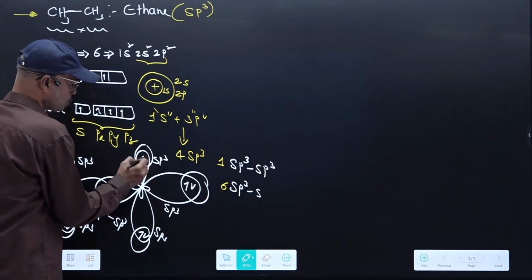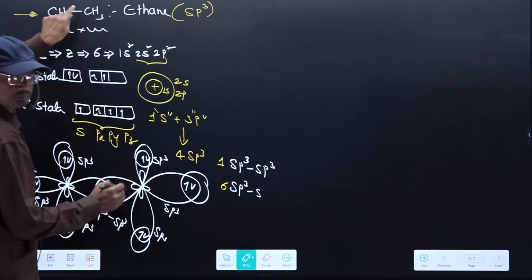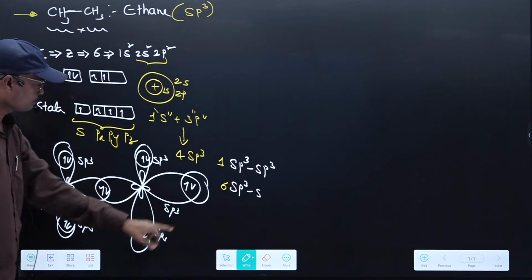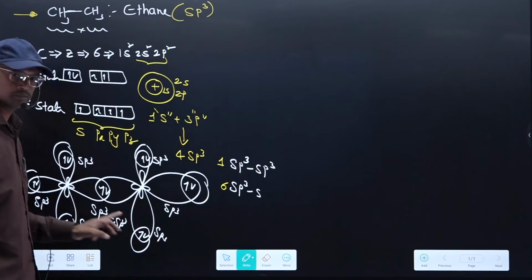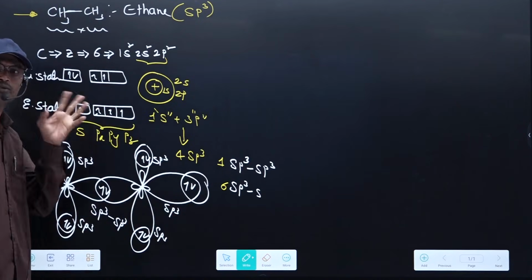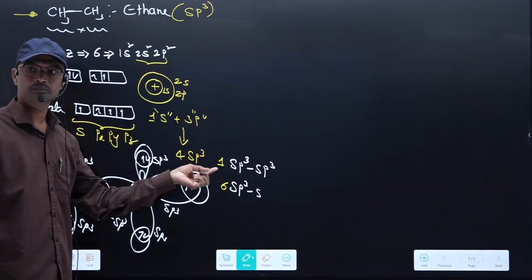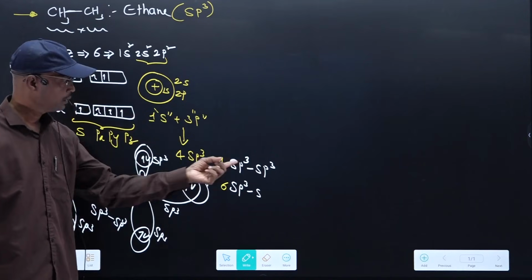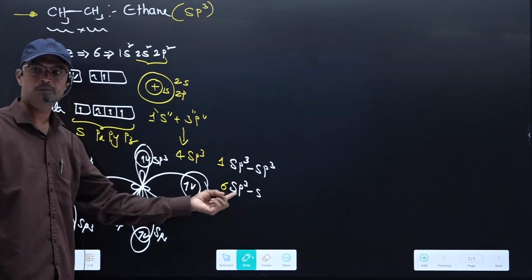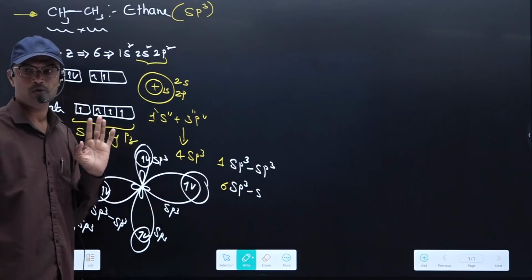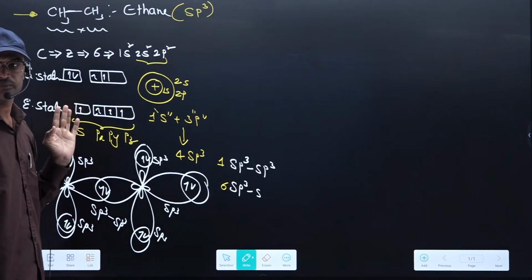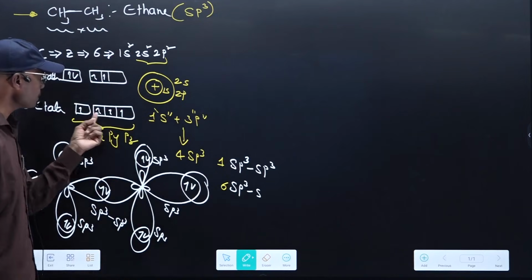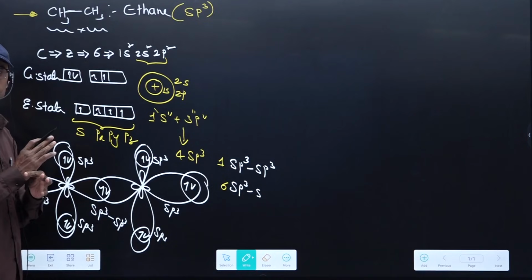Here, is there one more hydrogen or not? In total, 6 hydrogens are there. 3 plus 3, how many hydrogens? 6. Here 6 hydrogens, 6 carbon-hydrogen overlaps. In total, how many different overlaps are there? Only 2 different overlaps: sp3, sp3, and one more, sp3s. The total number of overlaps is 7. So based on this, it is clear whether any atomic orbital is combining or not combining.